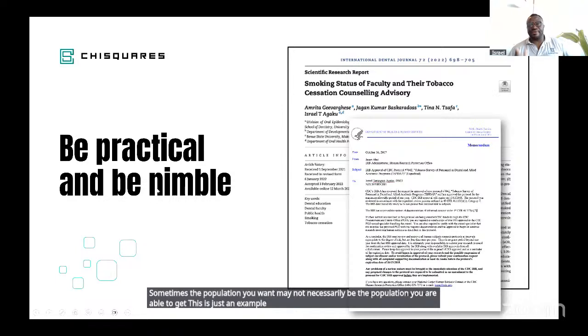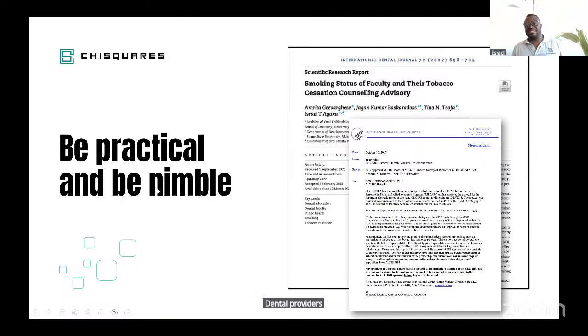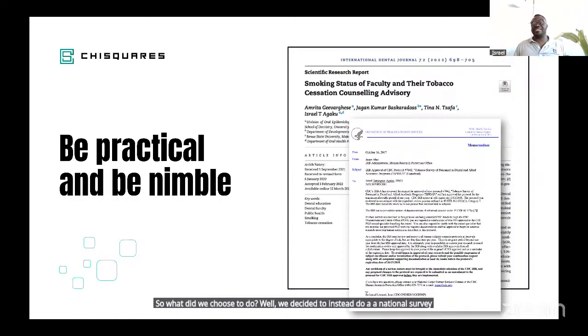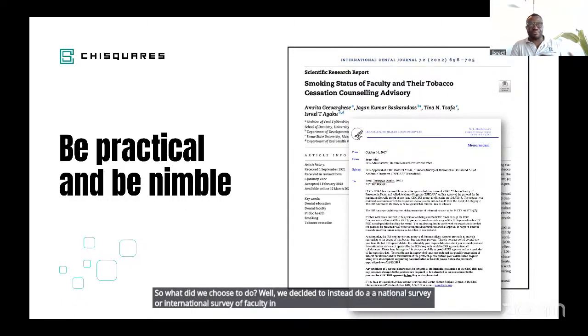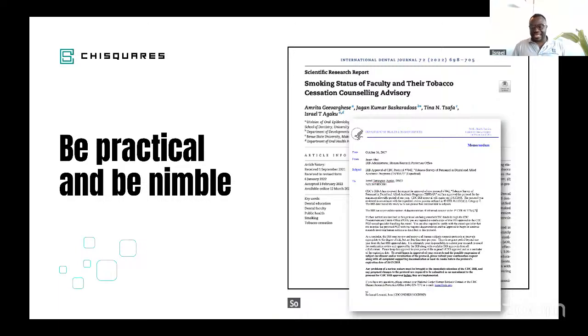In 2017, I believe, CDC and NIH wanted to do a collective study of dentists, a national survey of dental providers, not just dentists, in the US and Canada. Well, the problem is that we did not have a sampling frame for all of those individuals. So what did we choose to do? Well, we decided to instead do a national survey, or international survey, of faculty in dental and dental allied programs. So dental schools, dental hygiene schools, dental assistant schools in the US and Canada.